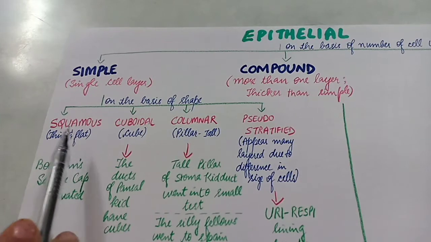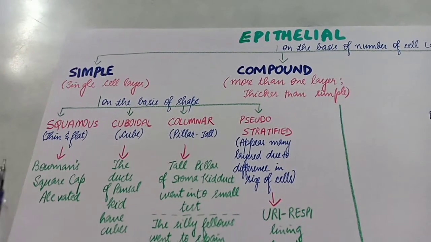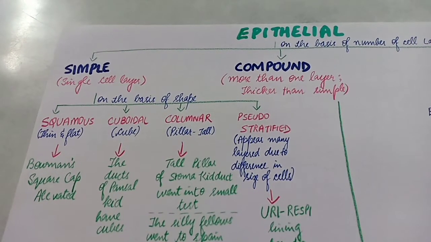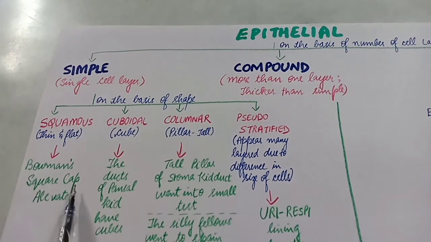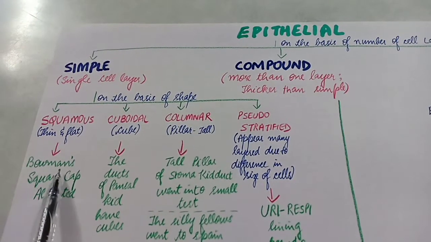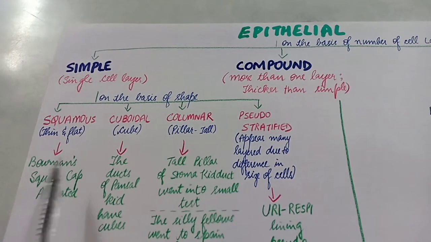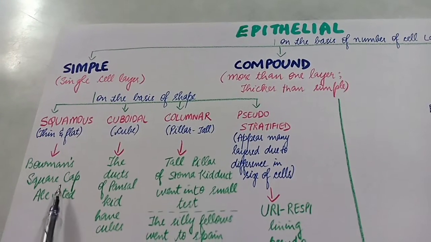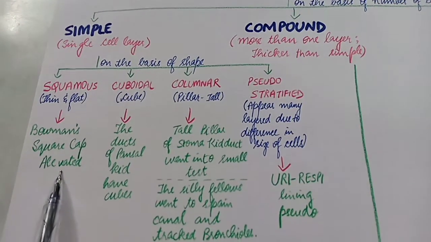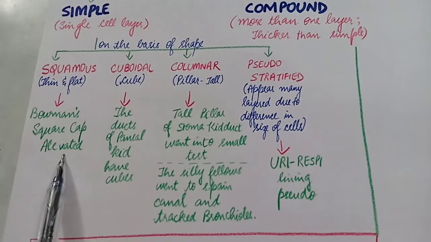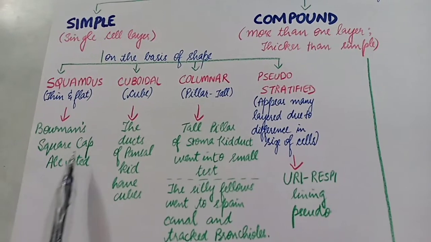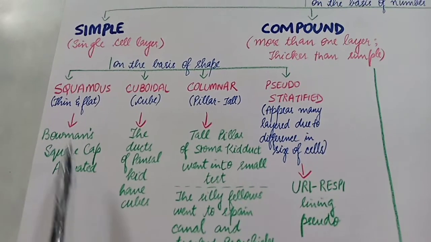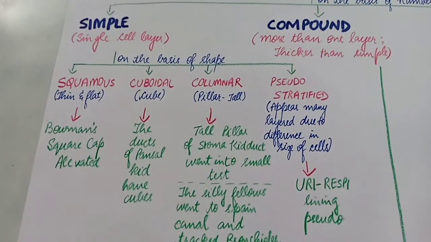Now the examples of squamous simple epithelial. It is present in Bowman's capsule, lung alveoli and blood capillaries. So what is the short form to learn? Bowman's square cap elevated. Bowman's tells us Bowman's capsule present in kidney. Square will remind you that it is squamous simple epithelial. Cap is for blood capillaries and elevated is for lung alveoli. So Bowman's square cap elevated is a short trick to learn all the examples where squamous simple epithelial tissues are present.